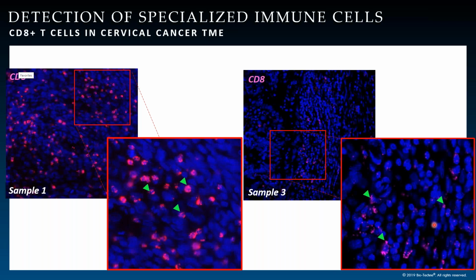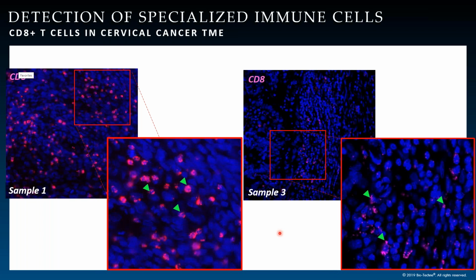And finally, we compared T cell infiltration to the presence of NK and DC cells, and we were able to show that indeed sample 1 that showed a presence of these specialized NK and DC cells showed higher degree of CD8 positive T cell infiltration compared to sample 3.